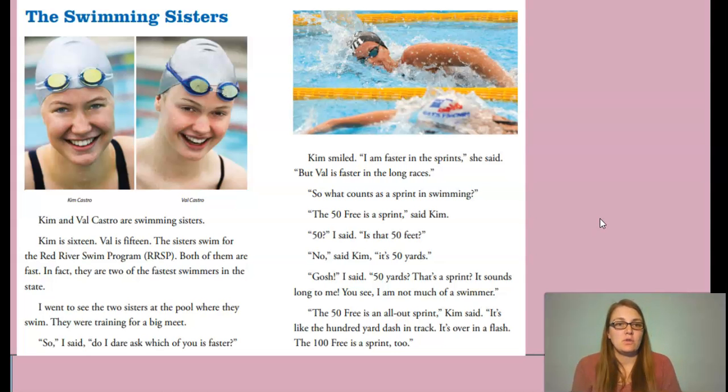Okay, here we are, the Swim Sisters. So at the top of the page, you'll see the 2 girls, Kim Castro and Val Castro. They are sisters and they both enjoy swimming. So let's find out more information about these girls. Kim and Val Castro are swimming sisters. Kim is 16. Val is 15. The sisters swim for the Red River Swim Program, RRSP. Both of them are fast. In fact, they are two of the fastest swimmers in the state.